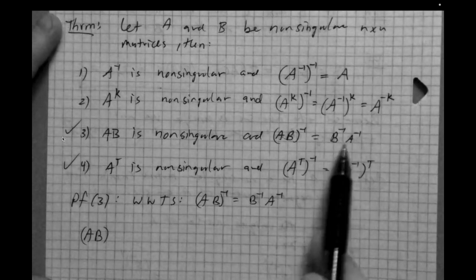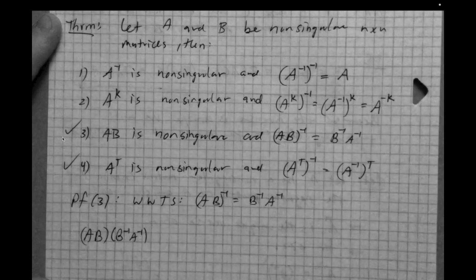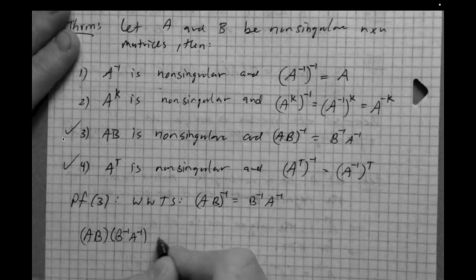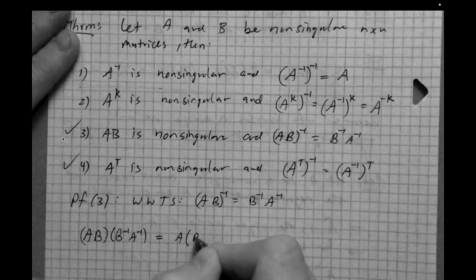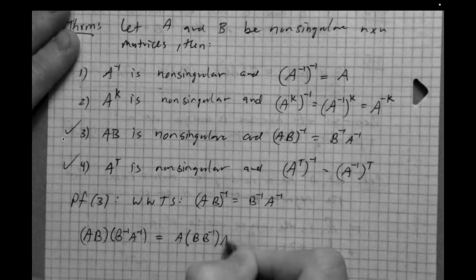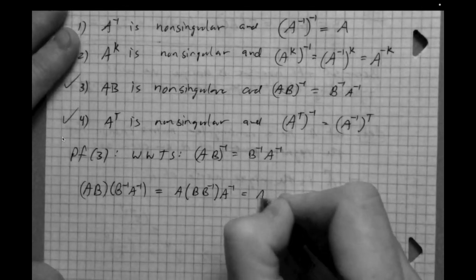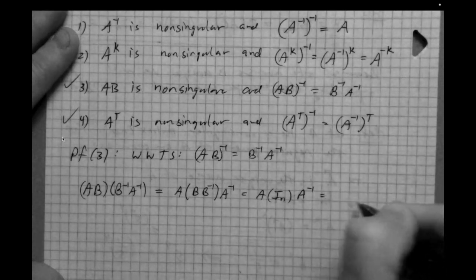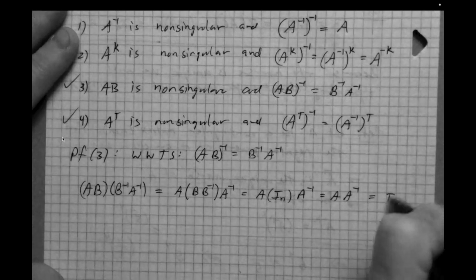And we're going to multiply it by B inverse A inverse and see what happens. See if it satisfies the definition of an inverse. Okay, so just multiply those two together. Well, just using associativity here, we have A times B, B inverse times A inverse. Right, and that's equal to A times the identity times A inverse, which is, of course, A times A inverse, which is, of course, the identity.